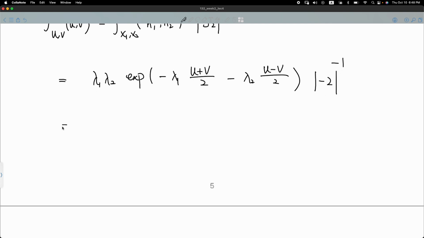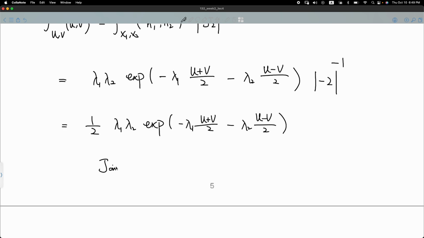Take the absolute value and then take the inverse. Okay, so now you should have 1/2 in the front, which is 1 over positive 2. And then lambda 1, lambda 2, exp of negative lambda 1 times u plus v over 2 minus lambda 2 times u minus v over 2. Okay, so this, let me write down in text. So this is the joint PDF for u and v. As you can see, this expression now only involves u and v. So what we did is that we made the transformation from random variables x1 and x2 to the joint distribution for u and v. And this is the bivariate joint distribution for u and v, the new random variables of interest.